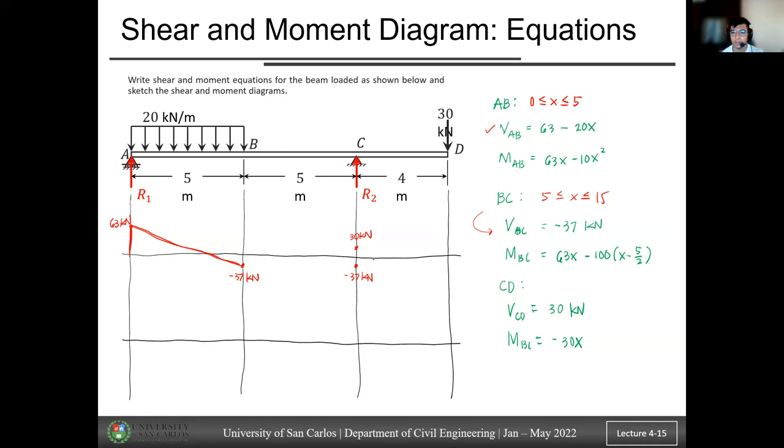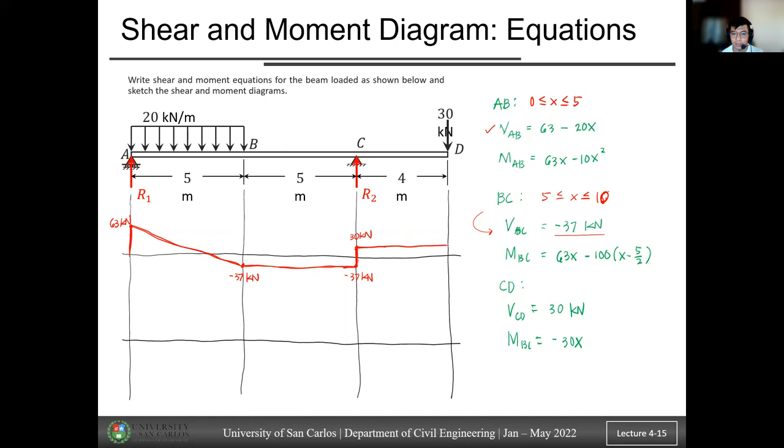And then on segment BC, since it's 37 kilonewtons all throughout the 5 to 10 meter mark, since it's constant shear, meaning it's a straight line. And then notice that it's 30 kilonewtons up. Notice that our reaction at R2 is 67, right? So 37 plus 67, that would give us 30, right? The last one would be 30 kilonewtons.